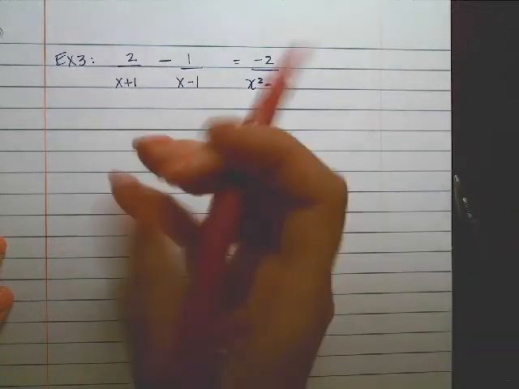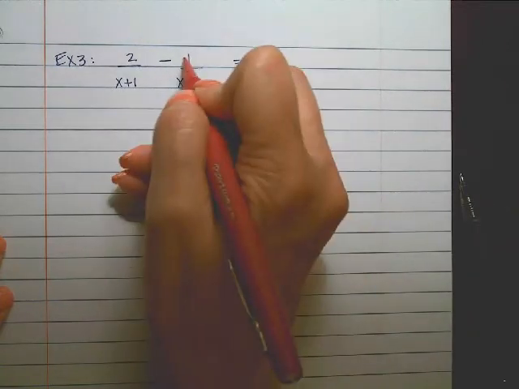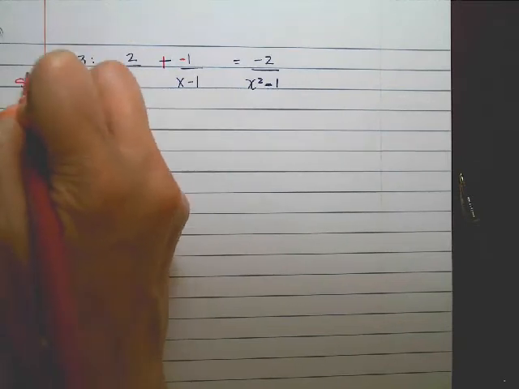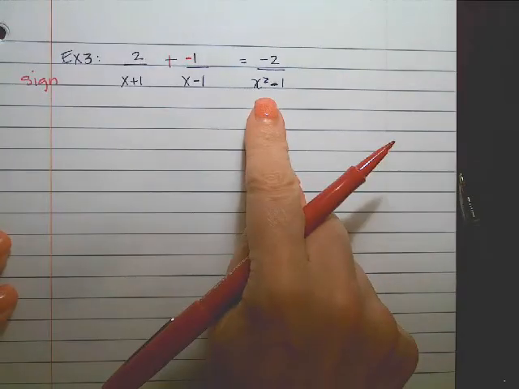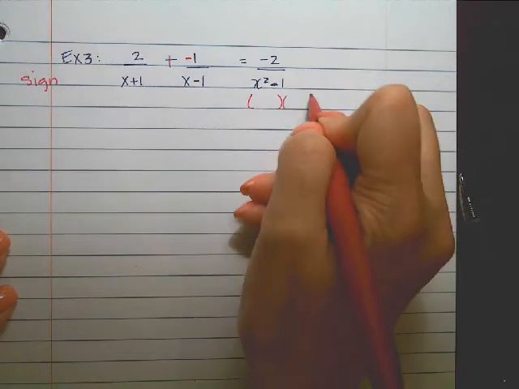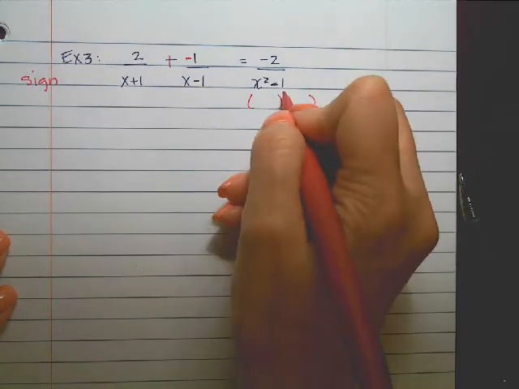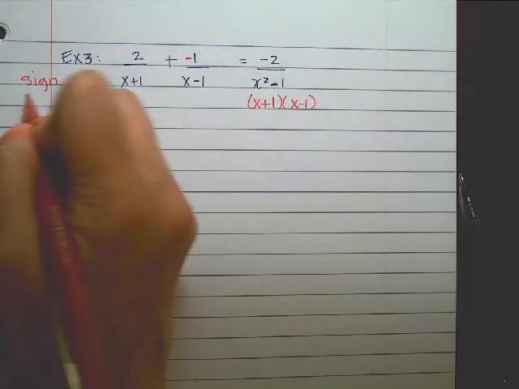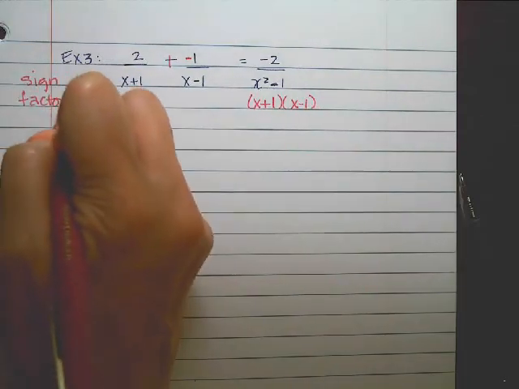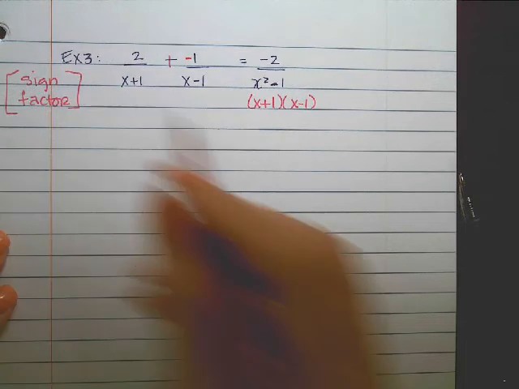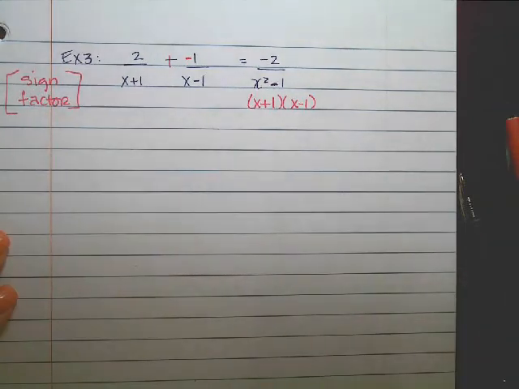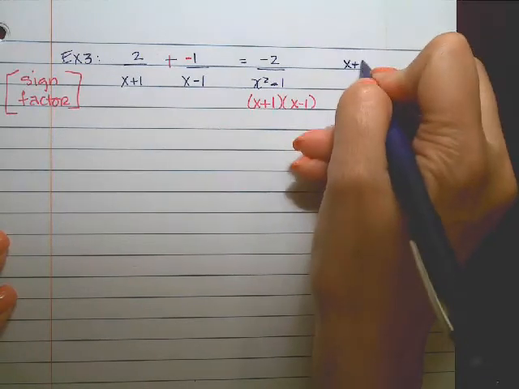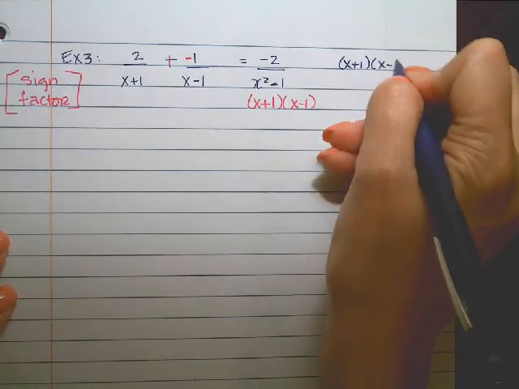Okay, so we got a couple things. We also have a sign here, so we're going to move the sign over here, make this positive. And we can also factor this one. How convenient. It's a difference of squares, x plus 1, x minus 1. So factor. All right, so our least common multiple is going to be x plus 1, x minus 1.